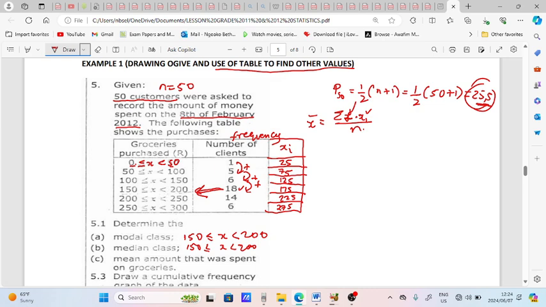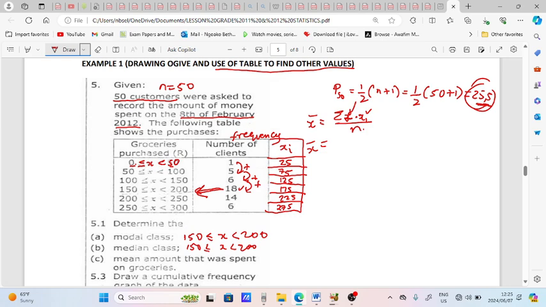Right, the formula says I must take the midpoint multiplied by the frequency, and then add them, but not in sum. So I must have the sum of x1 times f1 plus x2 times f2 plus x3 times f3 and so on. You multiply first. Don't add them together first, and after that you sum. So in other words, I'm saying you're going to say x bar equals.